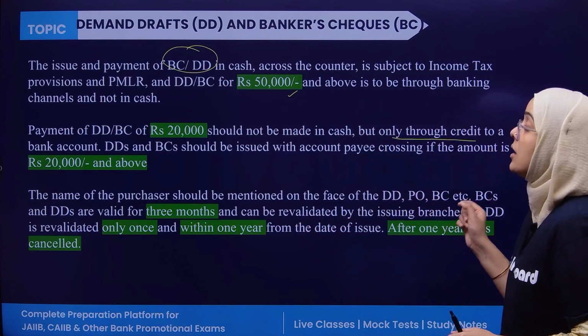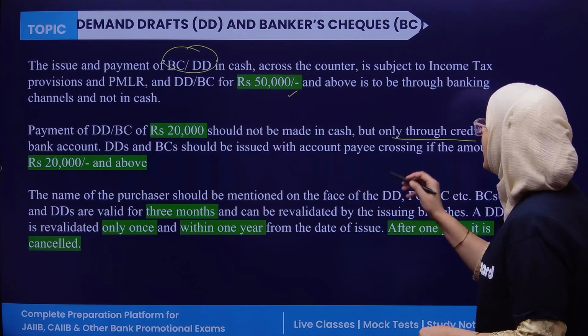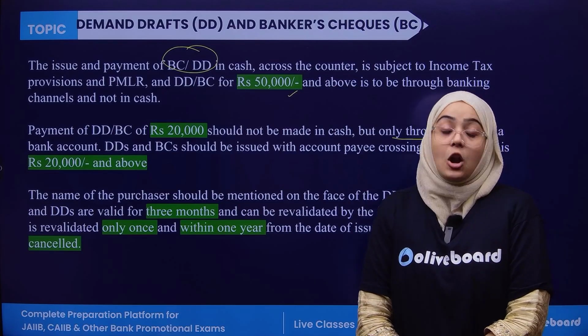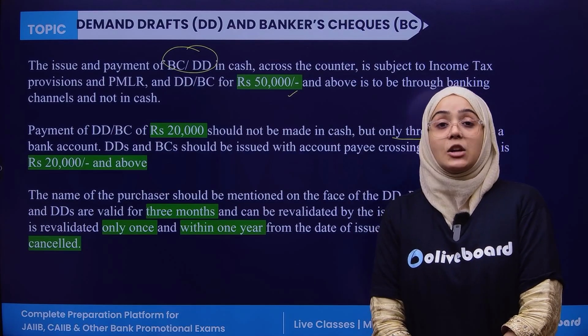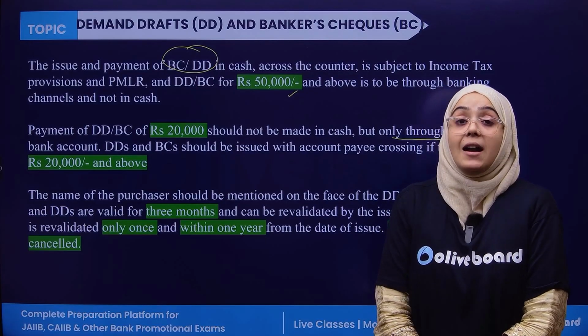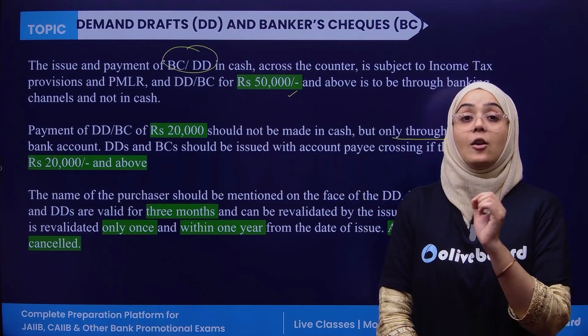Bank draft, banker's check and demand draft can be issued with account payee crossing if the amount is 20,000 and above. Now, if there is a demand draft or banker's check whose value is 20,000 and above, the demand draft must contain an account payee crossing.